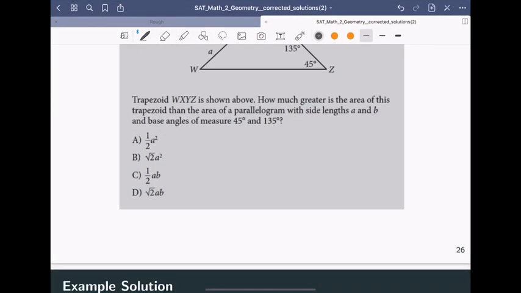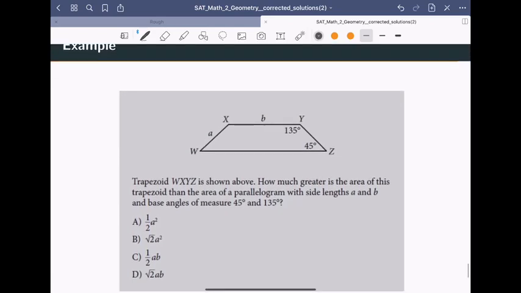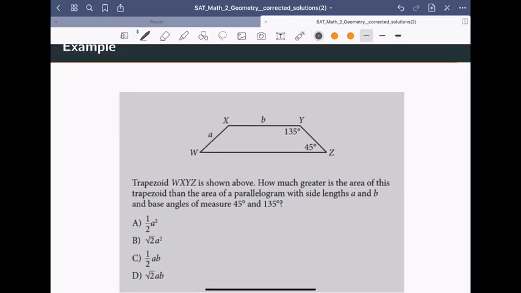The last example for today is on parallelograms and trapezoids. So let's see what it reads. A trapezoid is a figure, remember, that only has one pair of parallel sides. So they ask us how much greater is the area of the trapezoid than the area of the parallelogram with side lengths A and B and base angles of measures 45 and 135.